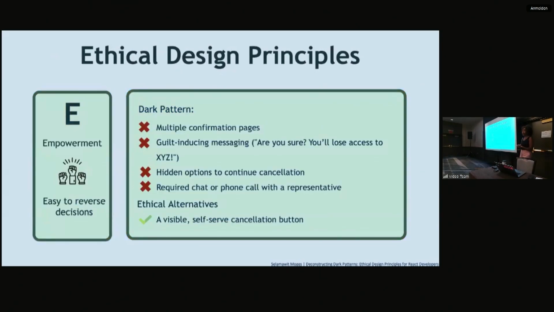Empowerment. So empowerment here is looking to having control over your actions independently without shame. So there's a bunch of ways to shame people, and then there's a clear way not to do so. And here the goal is that users should have the ability to take and reverse actions easily and confidently. So a visible self-serve cancellation button is an example of empowerment. And then all of these here are ways to disempower the user.